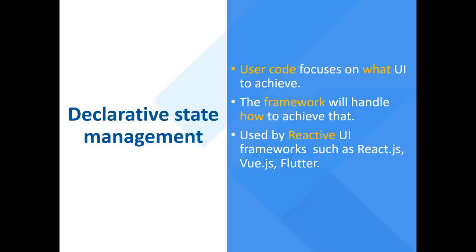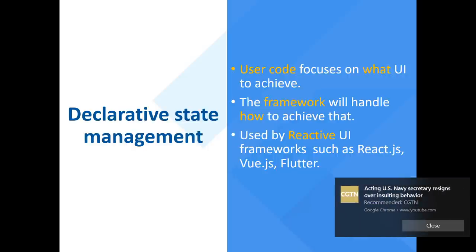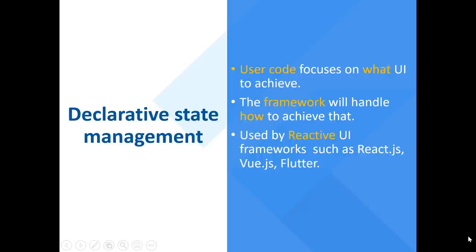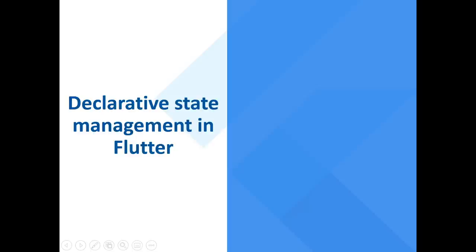So this kind of state management is widely used in reactive UI frameworks, such as React.js, Vue.js, and Flutter itself. Let's take a look at how declarative state management is used in Flutter. As I already mentioned, Flutter uses a declarative approach, whereby it allows the user code to focus on what UI is to be achieved, and then the framework will handle the details of how to achieve that.